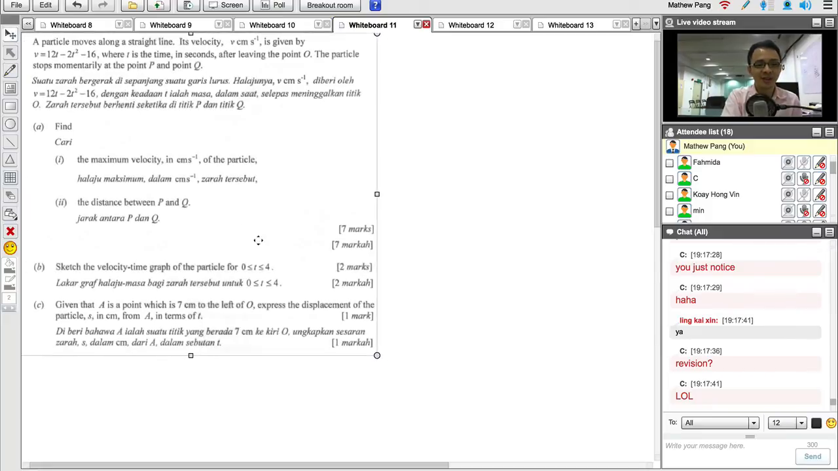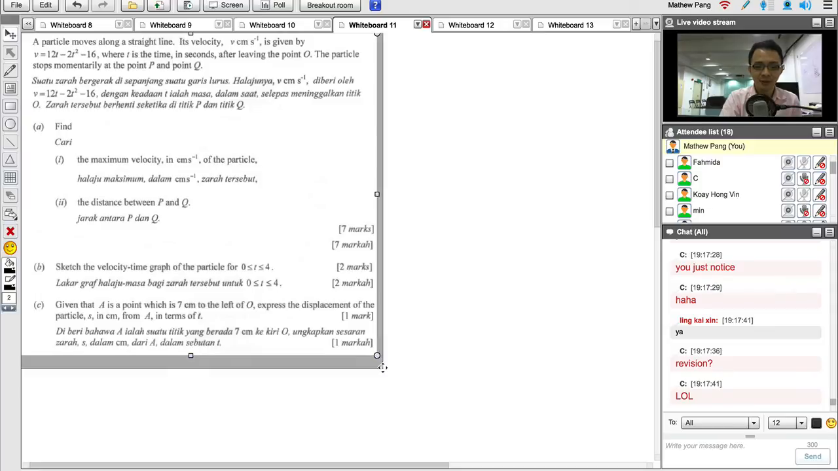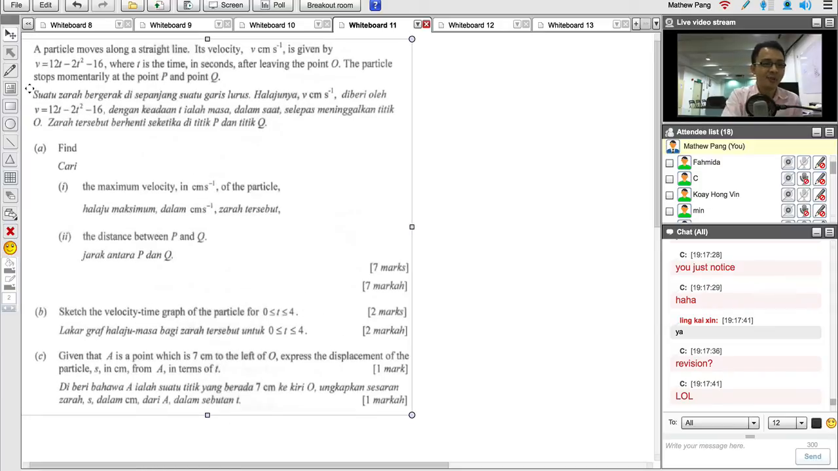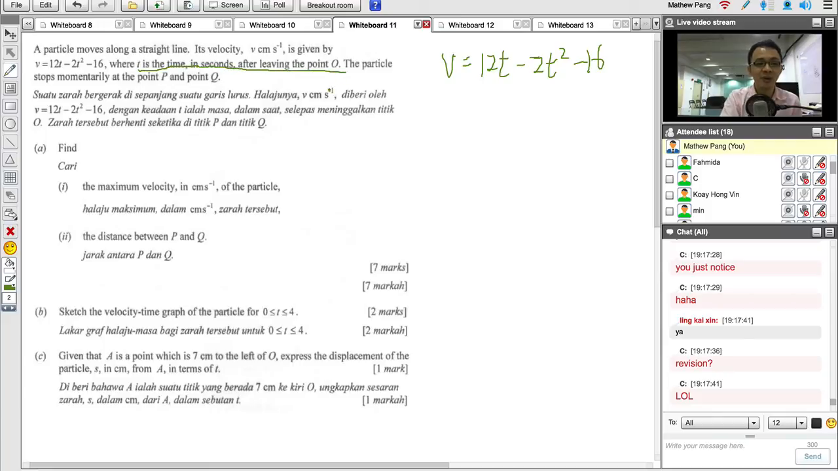Alright, motion along a straight line. This one is quite simple. So first he gives you a particle moving along a straight line, the velocity is v. So we have the equation v equals 12t minus 2t squared minus 16, where t is the time in seconds after leaving point O. So this sentence is trying to tell us s equals 0 when t equals 0, because time starts to be counted after leaving the origin.